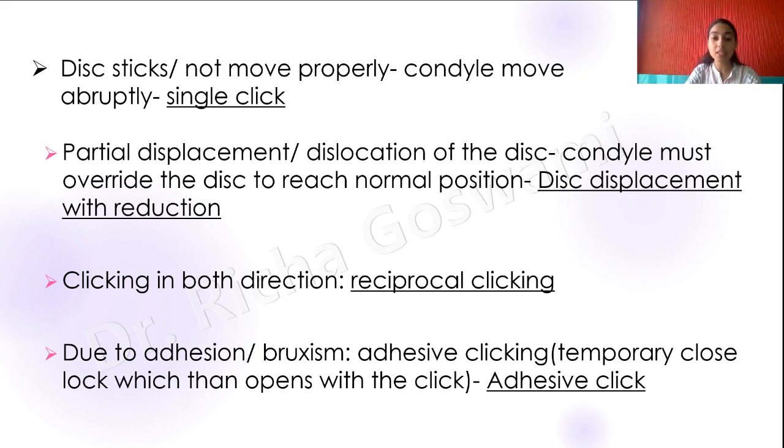Now if clicking is because of an adhesion in the TM joint or surrounding the TM joint, the click will be heard. It is most of the time called an adhesive click. Now what happens when a patient has a habit of clenching teeth? After this episode, the patient will not be able to open the mouth suddenly. So the mouth will open with one click. Why? Because of the presence of adhesion, the click is heard. So it is called the adhesive click.